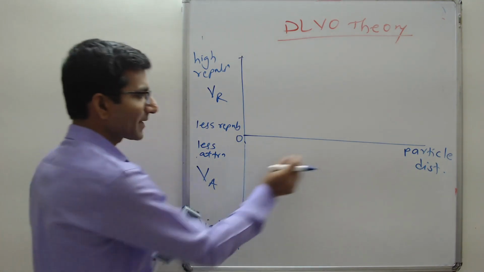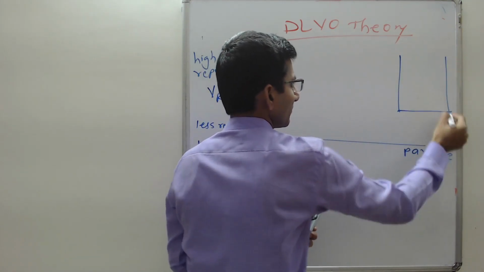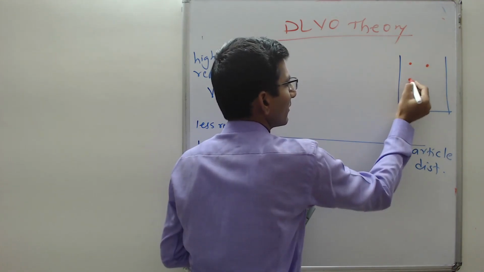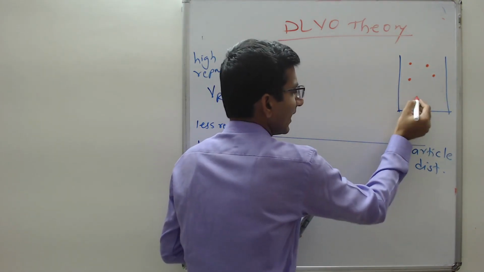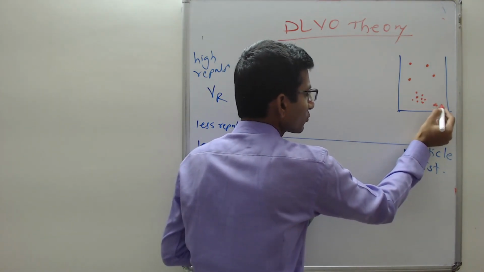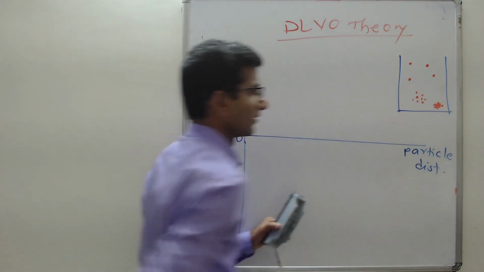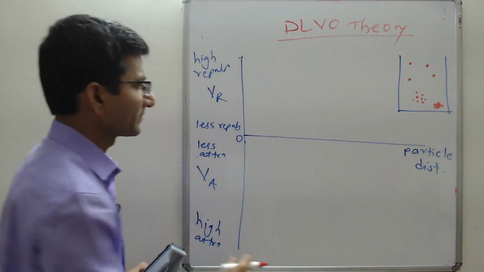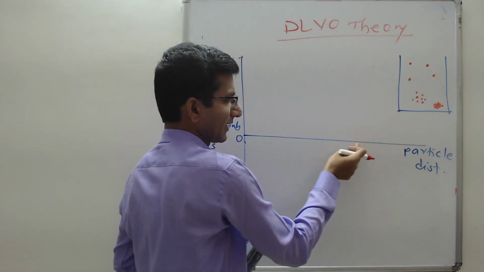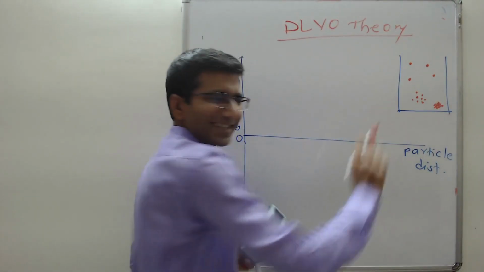Okay, now this is particle distance. So I will draw it here. These particles are away from each other. And here particles are closer to each other, and here particles are very close to each other. Like this. Clear? Now you see, this is the case: particle distance is high. Here particle distance has become a bit less. This is the case where particle distance is very little. Clear?